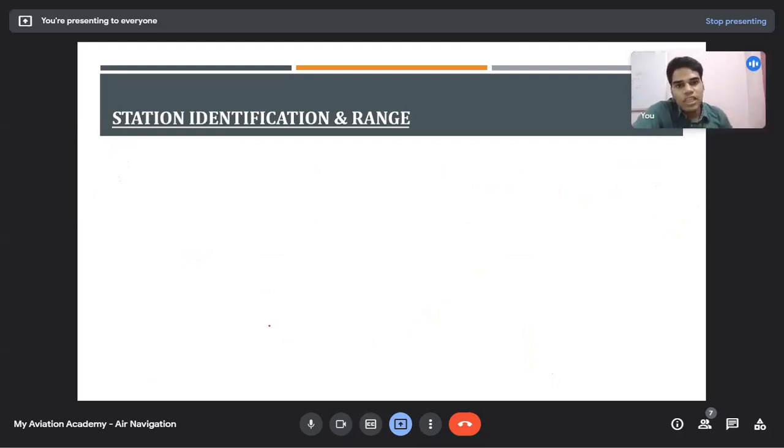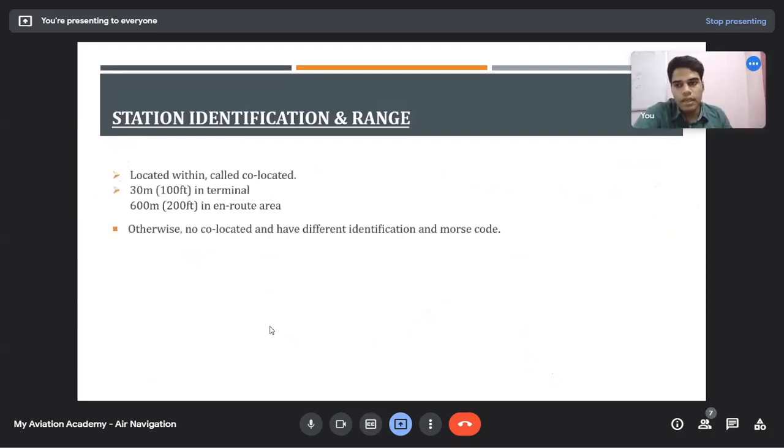This is also an important thing which as a pilot you should know. How will you identify which station the frequency belongs to? This is located within and also co-located. We're talking about the DME. Range can only be calculated by the DME, because VOR calculates what? VOR calculates the bearing, guys. So if you're talking about the range, the DME has to come in. Now what is this?